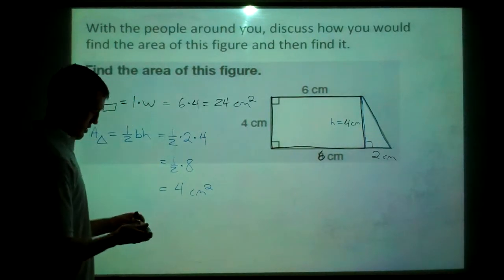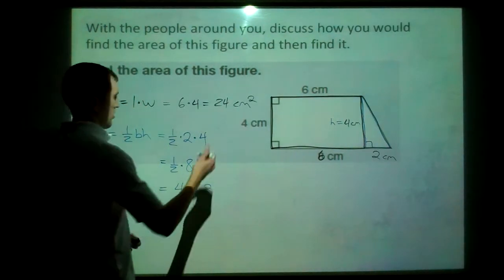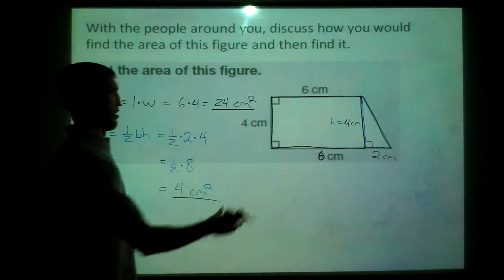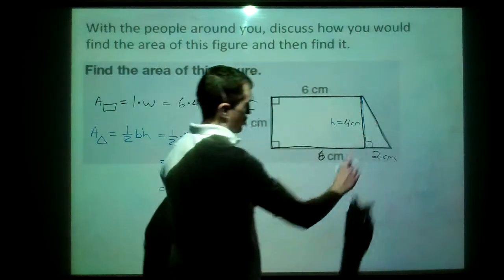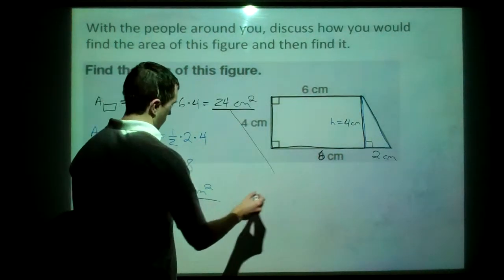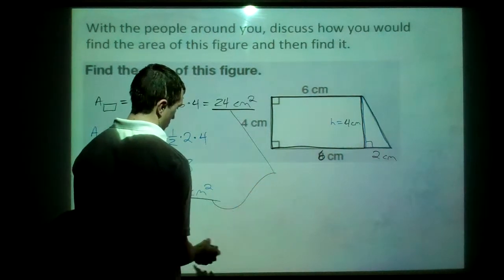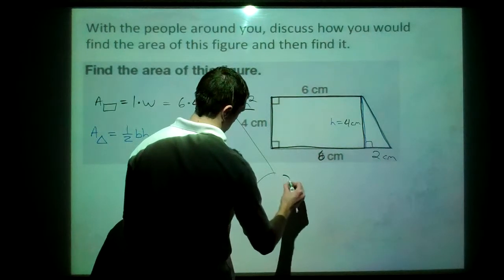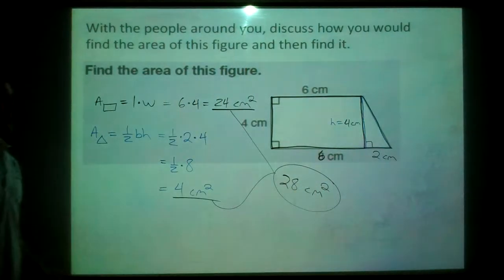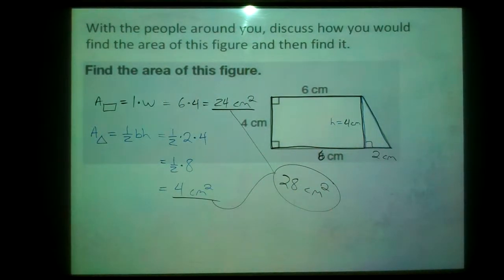So now what we want to do is add this and this together to get our full area. We found the area of this rectangle, we found the area of this triangle. If we add them together, we should get the full area, and if we do that, 24 plus 4 is 28 centimeters squared. And we write centimeters squared or units squared because we're talking area. Alright, so that's a pretty basic one that we're starting off with. They get more challenging as we go.